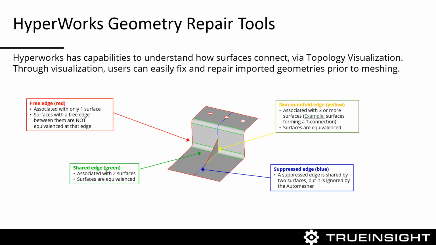So pay attention to this. I'm going to come back to this slide as I jump into HyperWorks to show this. A free edge means it's only connected to one surface. So say you see that red edge and it's supposed to be connected to two surfaces. That's a good indicator that you haven't properly stitched surfaces together. The green edge shows you have a proper associated connection. Yellow would be non-manifold, which is not something you want for a T connection. And then a blue edge would be suppressed. So these visualization tools really help in understanding where you potentially need to fix or repair bad geometry.